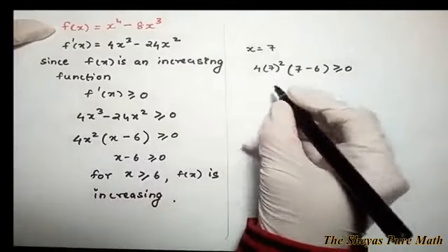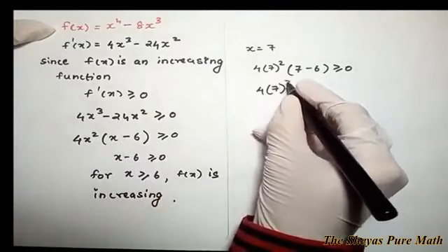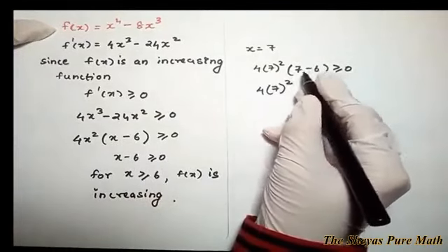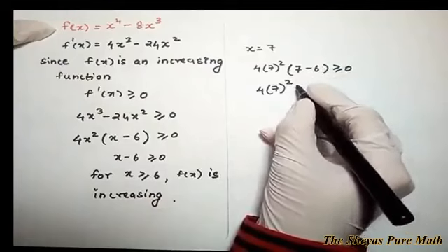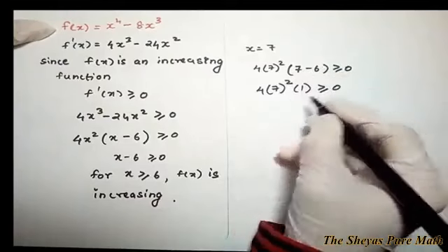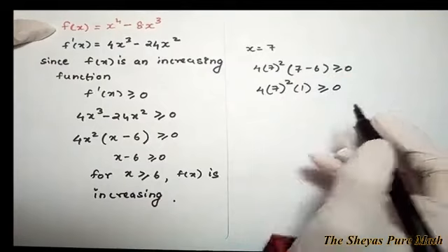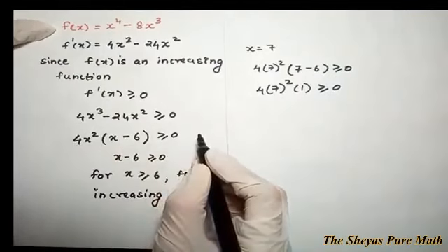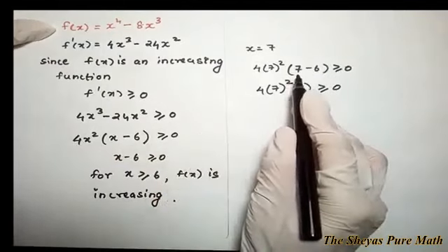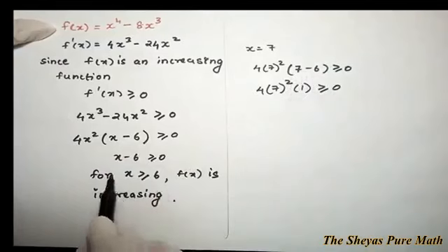So here definitely you will get a positive value since it is a square, and here again a positive value because 7 minus 6 is 1. So definitely this will be greater than or equal to 0. So it will satisfy this inequality. So x is greater than or equal to 6. So we have taken a value which is greater than or equal to 6 and we have confirmed that the function is increasing.